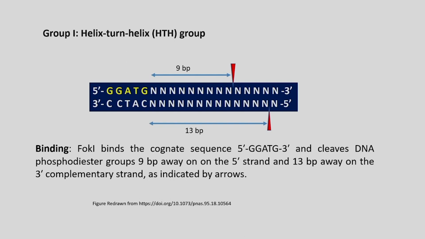1981. So, this is the binding sequence of FokI, which binds the cognate sequence 5 prime GGATG here and cleaves DNA phosphodiester groups 9 base pairs away here. So, it will bind here and it will cleave here, on the 5 prime strand, and 13 base pairs away on the 3 prime complementary strand, and it will give a staggered cut as a result of this reaction.